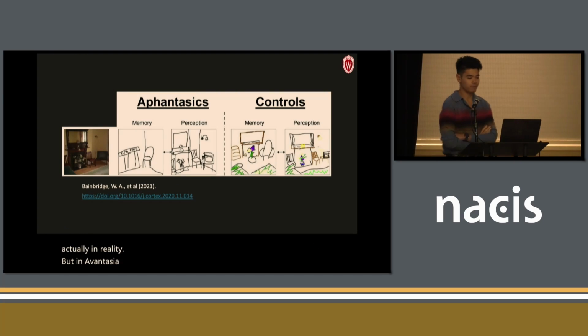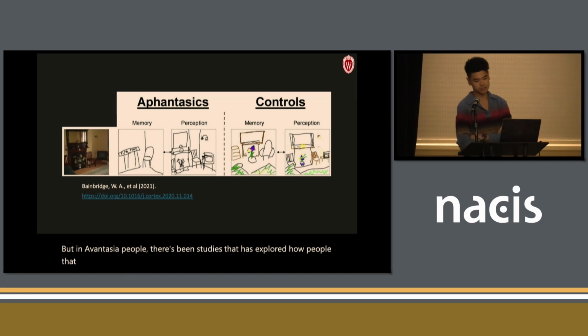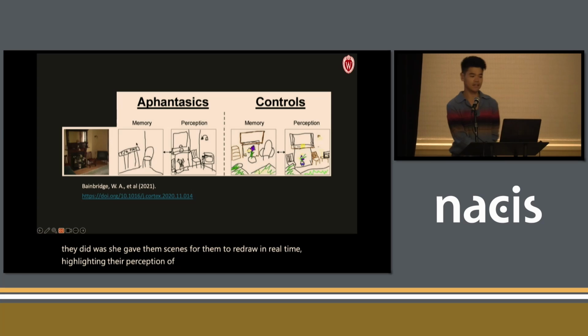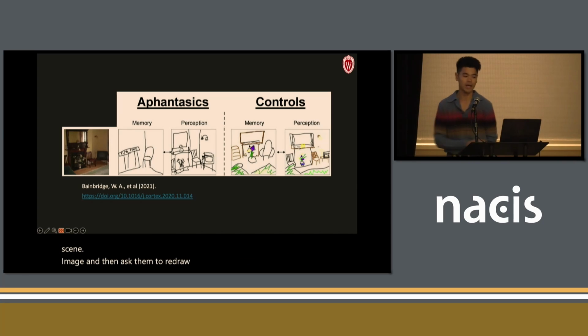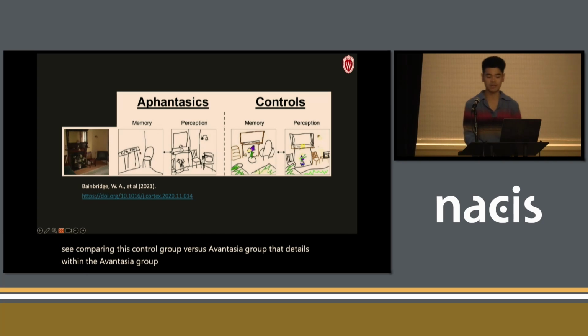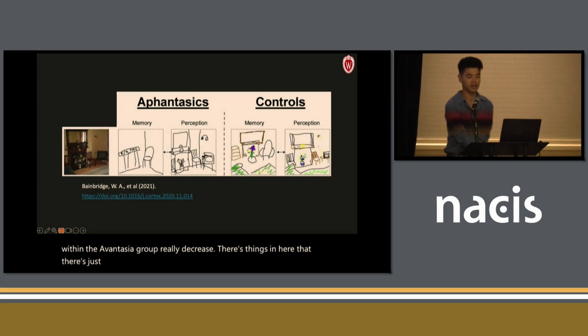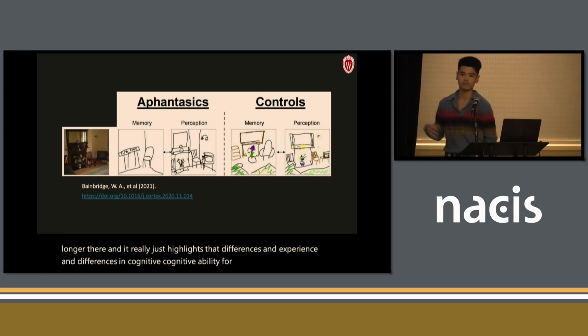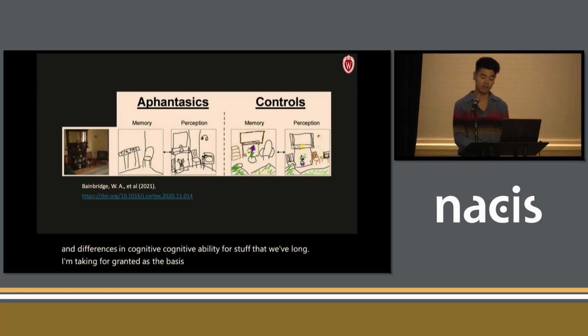But in aphantasic people, there have been studies that explored how people with aphantasia experience this a bit differently. In this study by Bainbridge from 2021, they explored how the control group versus the aphantasia group experience memory and perception. They gave them scenes to redraw in real time, highlighting their perception of these places, but then they took away the scene image and asked them to redraw it from memory. You can see, comparing the control group versus the aphantasia group, that details within the aphantasia group really decrease. There are things they're just no longer capturing or unable to recall, like this mirror that is no longer there. And it really highlights differences in experience and in cognitive ability for something we've long taken for granted as the basis of spatial and also map cognition.